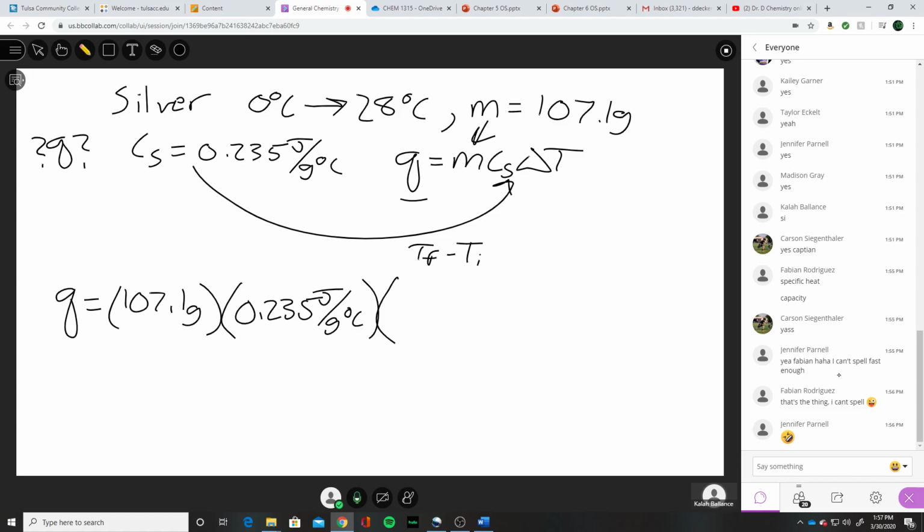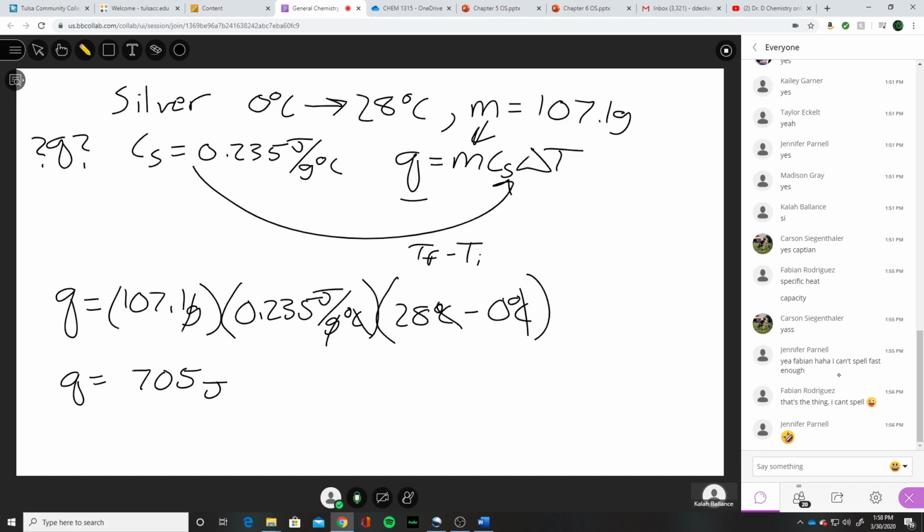So the final temperature, the temperature we're going to, is 28 degrees. The initial temperature is 0 degrees C, which is going to give us just 28 as our value. So if we do that math, 107.1 times 0.235 times 28, we are going to end up with Q is 705 joules. And we know it's joules because the grams cancel and degrees C cancel.